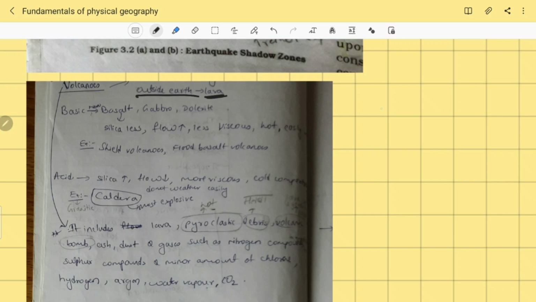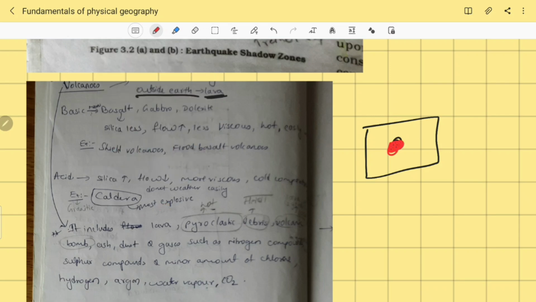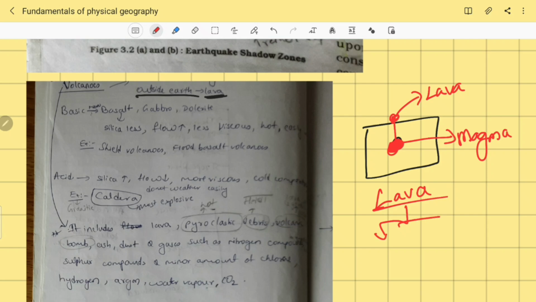When it is inside the earth, say there is the earth here, and let me change the color of the pen to red, because lava is usually red, right? When it is inside the earth, this is known as magma. And when it comes to the surface of the earth, the same thing is known as lava. Now let's see the different types of lava. Lava is basically of two types. One is basic, one is acidic.